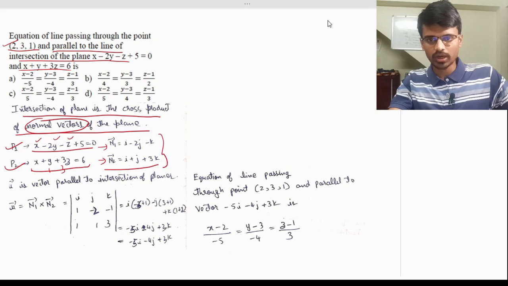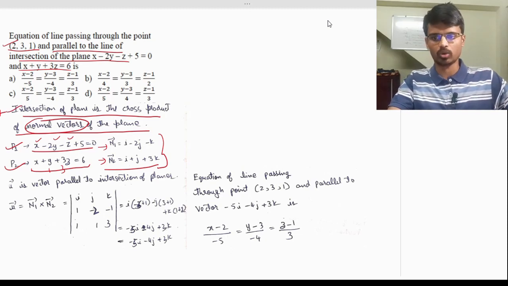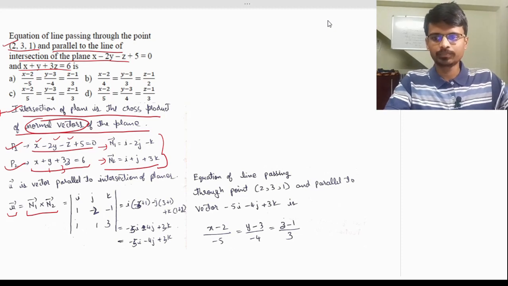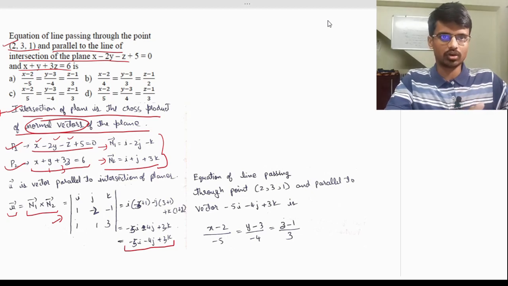The cross product of the normal vectors is nothing but a vector which is parallel to the intersection of these two planes. That is very important: the intersection of planes is along the cross product of the normal vectors of the planes. We'll be using this information. Let us call the vector u the direction of the intersection of the planes. I have done the normal procedure for the cross product and got this vector, which is parallel to the intersection of these two planes.